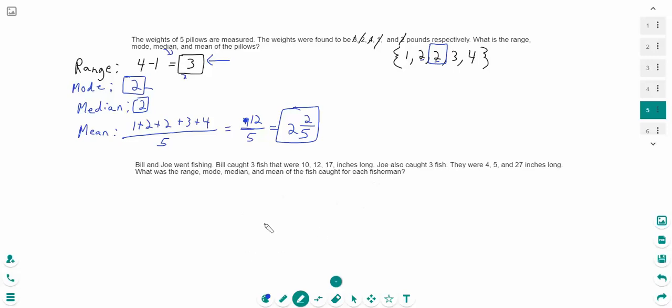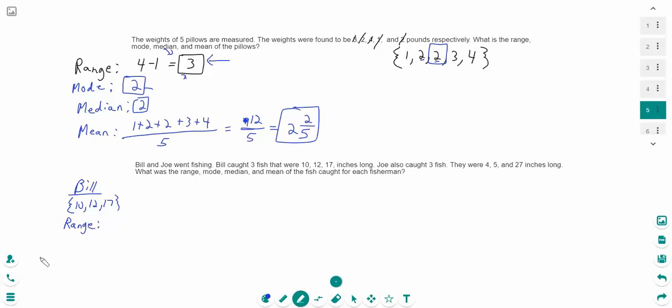So here it's kind of 2 problems in one. They're comparing 2 different fishermen, and they want us to find the range, mode, median, and mean for both of them. So let's go ahead and start doing that. We'll start with Bill. Let's take a look at Bill's numbers here, and we'll order them. So his catch was 10, 12, and 17. So his data set is 10, 12, and 17. If we wanted to find the mode for Bill, well, actually, we'll start with the range, I guess. We'll keep it consistent here. Let's start with the range.